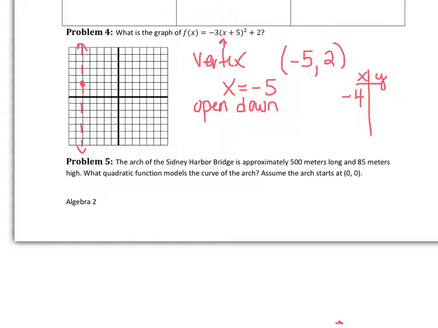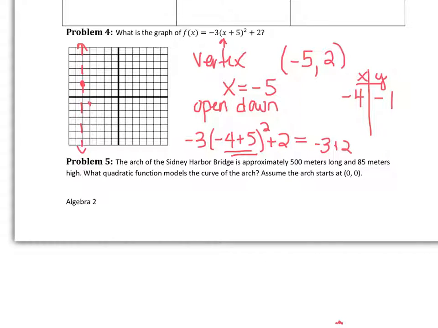So if you put -4 in there, you get -3 times (-4 plus 5) squared plus 2. I'm evaluating the function for that. -4 plus 5 is 1. So 1 squared is also 1. So I get -3 plus 2. So I get the ordered pair -4, -1.